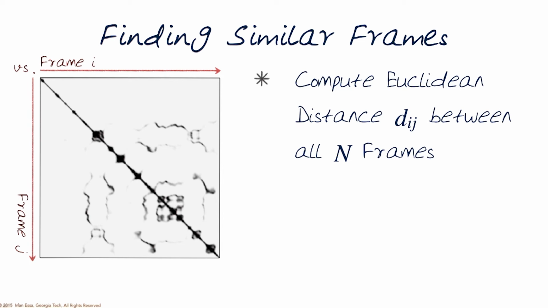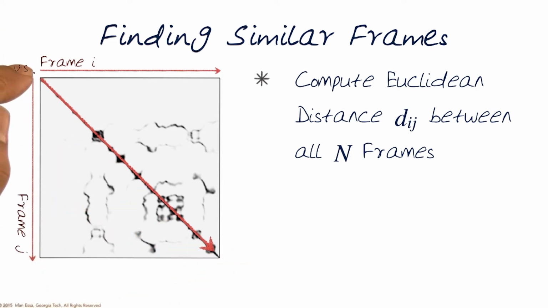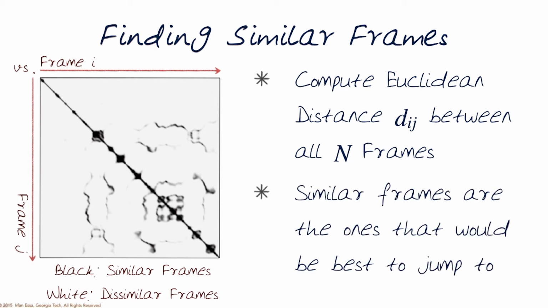So we can compute the Euclidean distance between all of them for all the n frames. And now basically this is what our matrix looks like. These were the most similar. So of course, the traditional way in video is just going this way, right? We go from the beginning to the end and we play all the frames. In this matrix here, black are similar frames because again, the distance is almost 0, and white are dissimilar frames. Similar frames are the ones that would be the best to jump to.